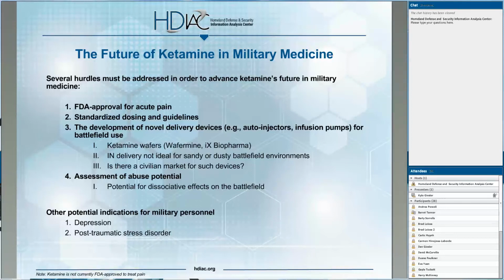Intranasally delivered ketamine is not ideal for dusty battlefield environments, and you could see why that would be. And the other question becomes, is there a civilian market for these devices? Most civilians are within 5 minutes of emergency services.